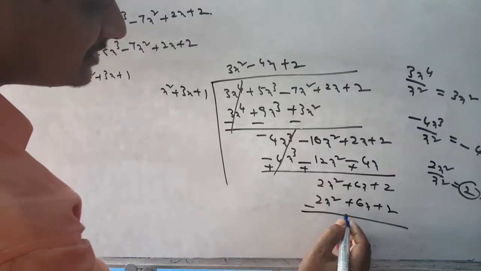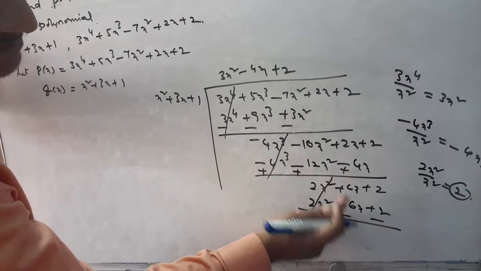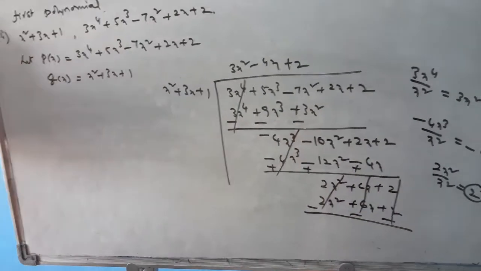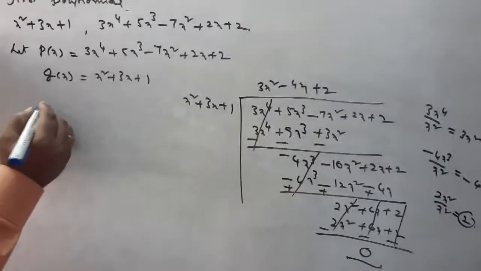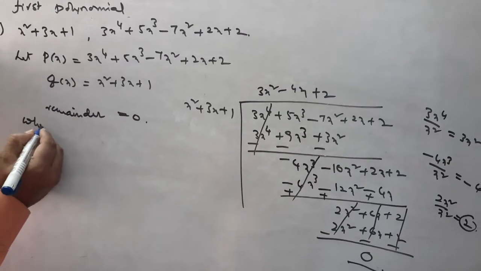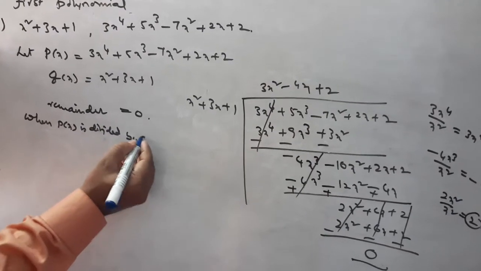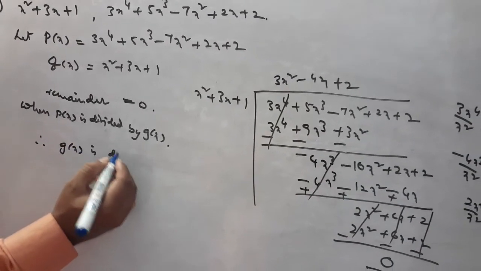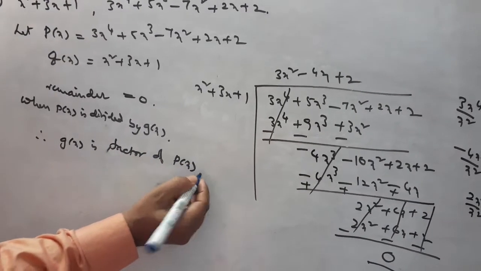So change the sign, minus minus minus. The both are same but having different signs, they cancel. These two are same but having different signs, these cancel. These two are same but having different signs, they will cancel. Here we will get 0. 0 is the remainder. So therefore the remainder is equal to 0 when p of x is divided by g of x. So therefore g of x is a divisor or factor of p of x.